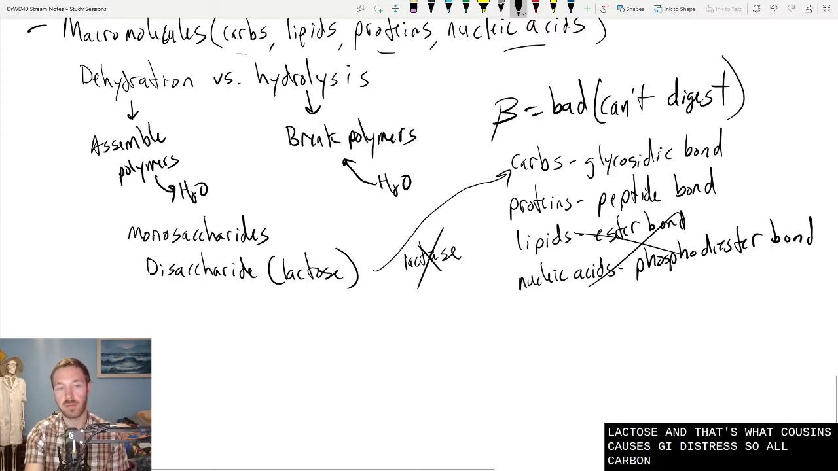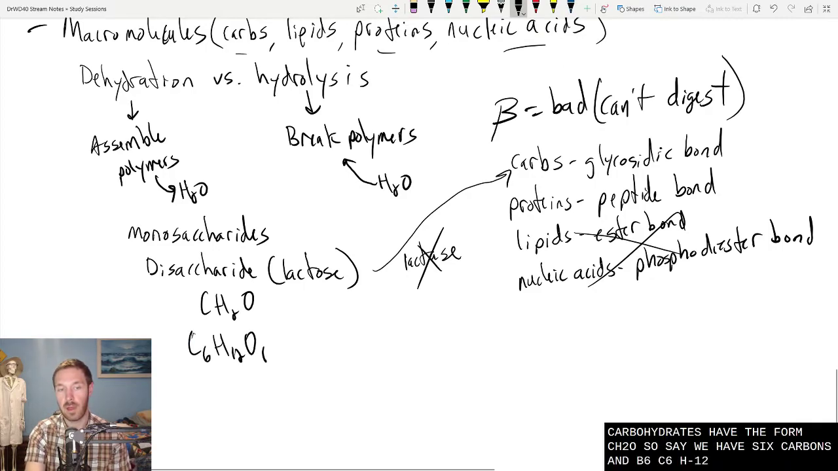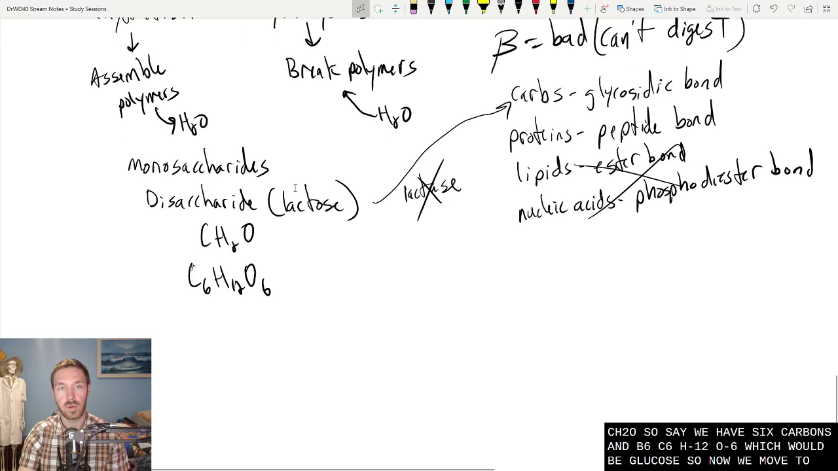So all carbohydrates have the form CH2O. So let's say we have 6 carbons, it'd be C6H12O6, which would be glucose. So now we move to lipids.